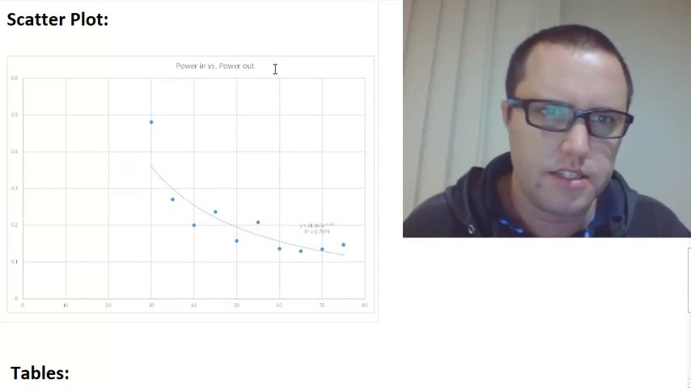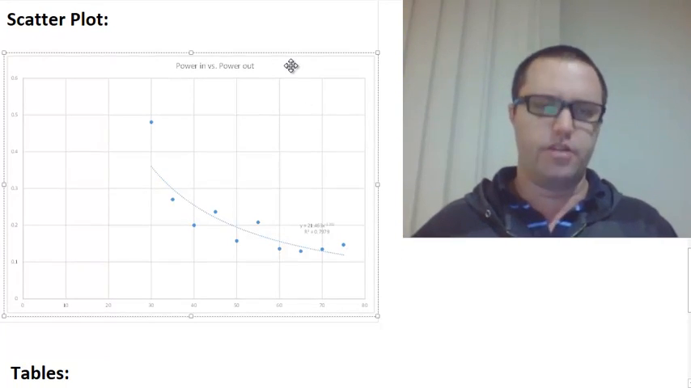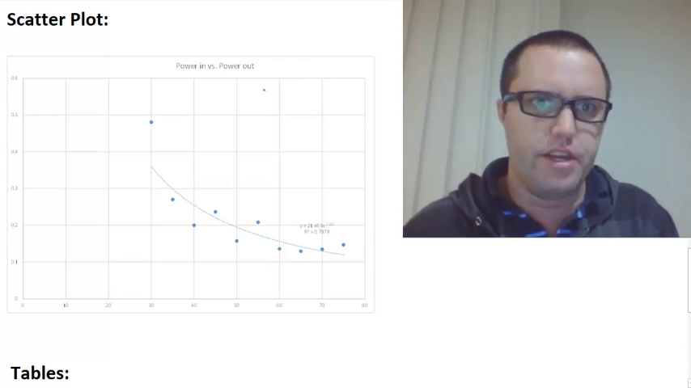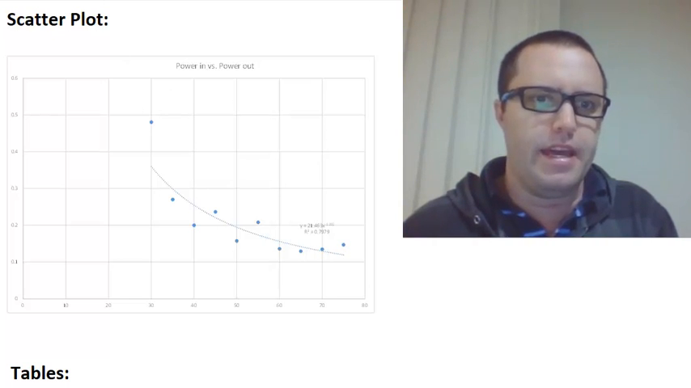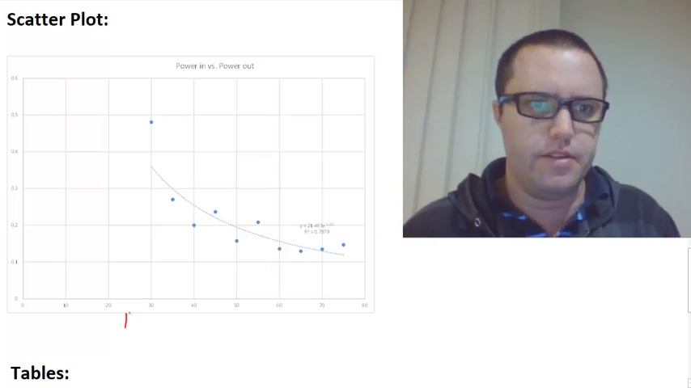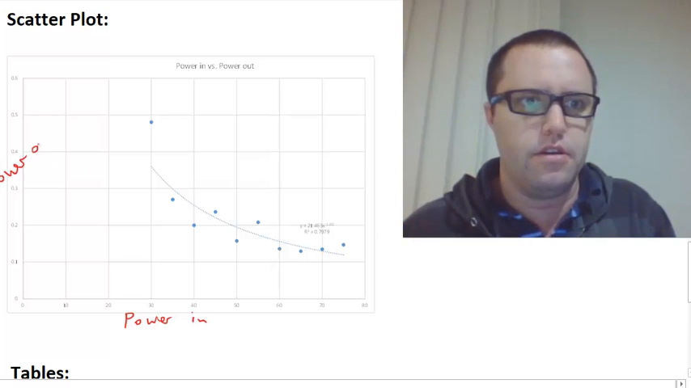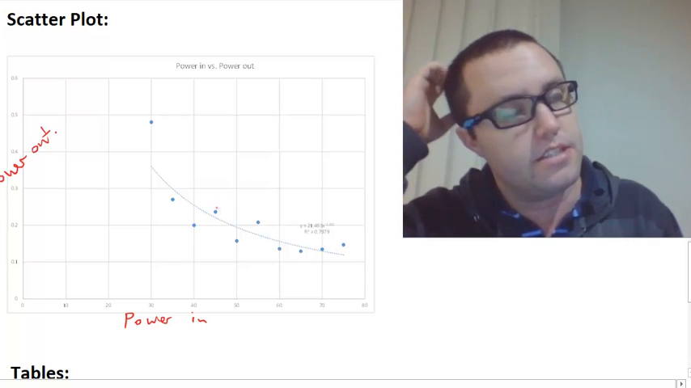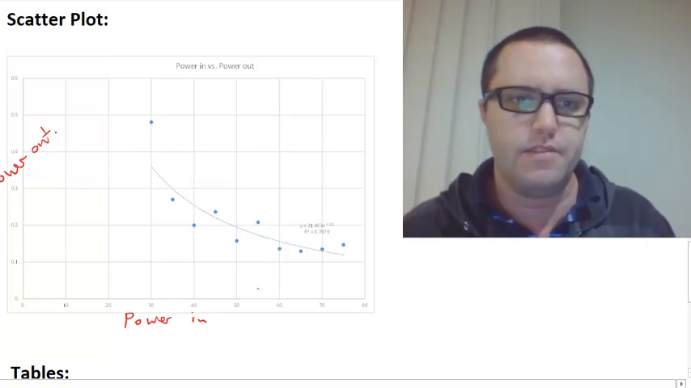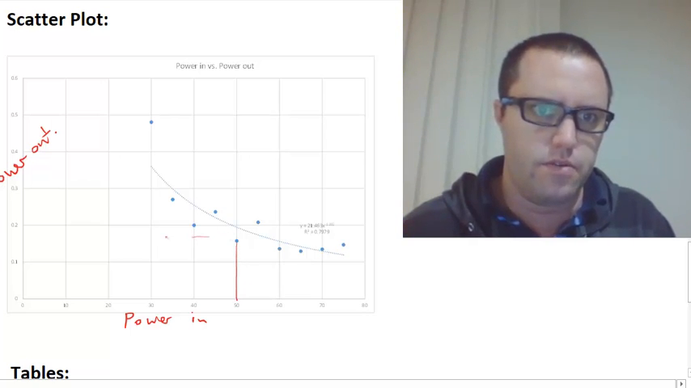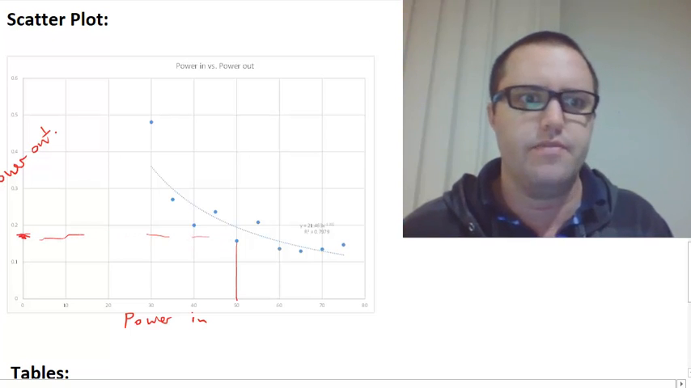Scatter plot, it's actually looking a little dim. You might not be able to see that very well, but essentially this is a power in versus power out from one of our science experiments this term, and each of these dots corresponds to a particular measurement that was taken. You'll often see these done up for a particular science experiment that's been done.